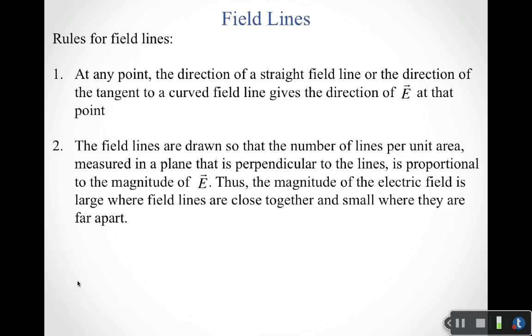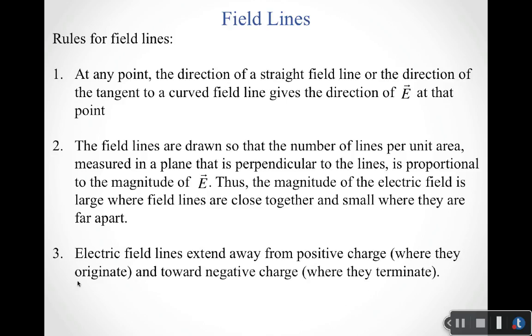And then two, the field lines are drawn so that the number of lines per unit area is proportional to the magnitude of the electric field. Well, what does that mean? Basically what that means is where you've got a lot of field lines drawn close together, you have a very strong electric field. And where your field lines are very spread out, you have a weak electric field.